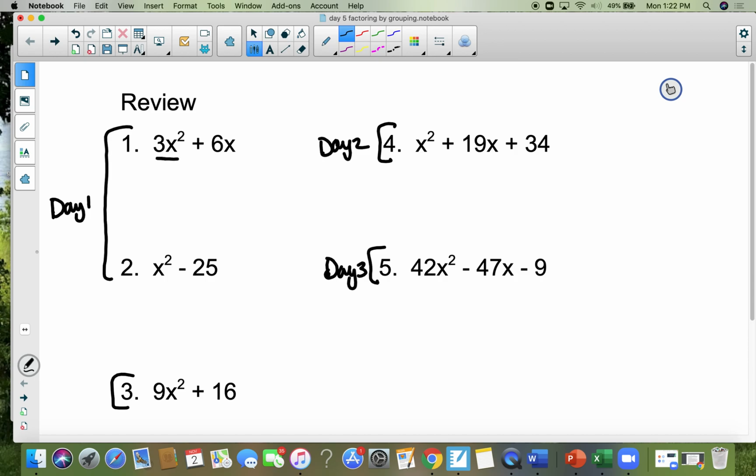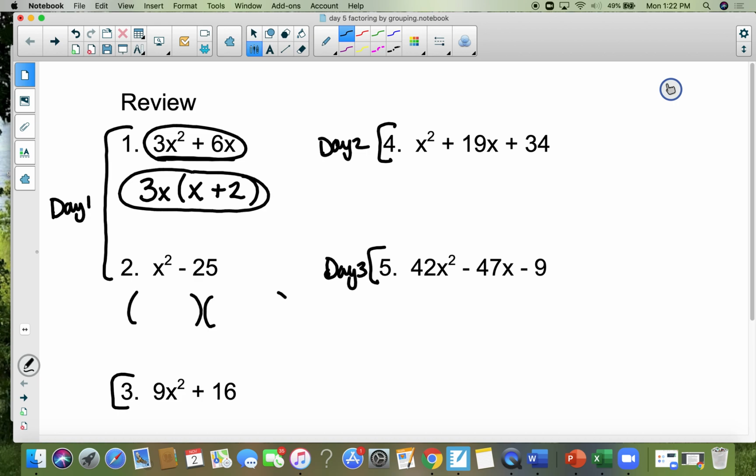But the first thing we learned was taking out the GCF, which ends up being a 3x. If you take a 3x out, you're going to have an x plus 2. The problem is given, and this is the answer. Okay, the next one was called a difference of squares. You put an x minus 5, and you put an x plus 5. And that's it for that one. Oh, this is also day 1, sorry.